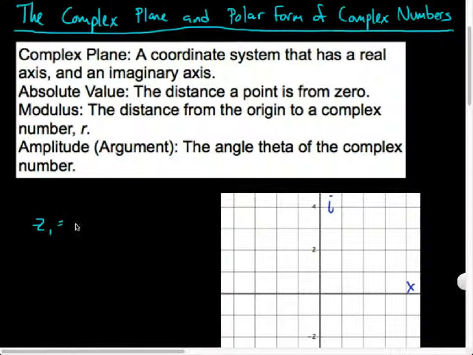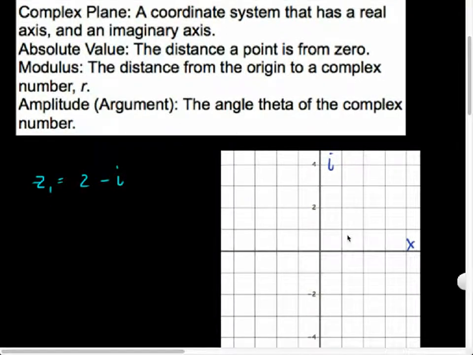So z1, if I wanted to plot the point like, for instance, 2 minus i, where would that be? That would be over 2 on the real axis and down 1 on the imaginary axis. So here's the point 2 minus i right there. 2 minus i. That's a terrible i. There we go. Right there. So there's 2 minus i.